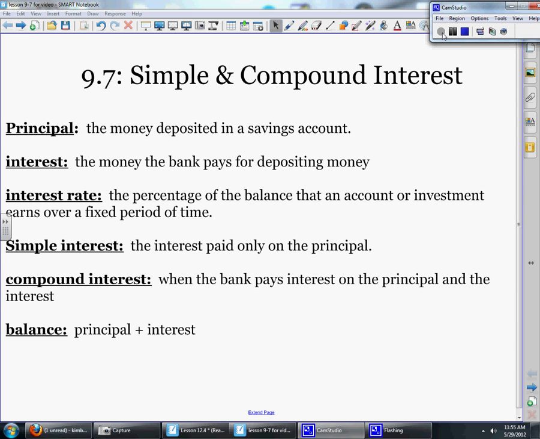Today's lesson is 9.7, Simple and Compound Interest. We have a lot of notes to take today, so if you would get out your notebooks and have something to write with, you can begin by copying down the terms listed on the screen.